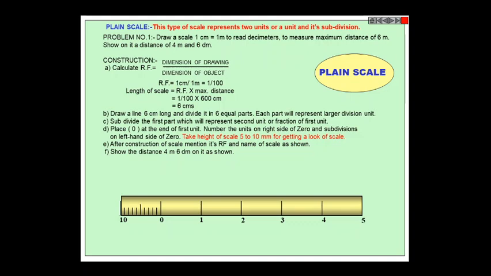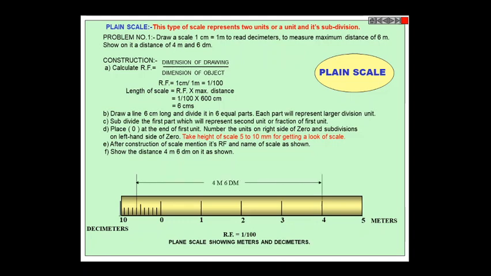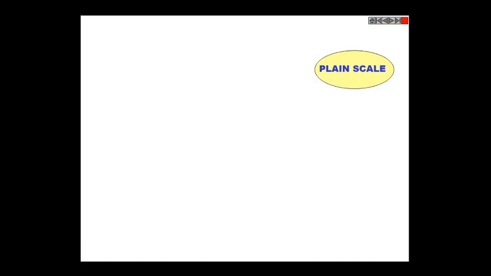Based on the RF, we have to show the distance of 4 meters and 6 decimeters. This side is decimeters and this side is meters, and our RF is 1 by 100. So showing meters and decimeters, this is our value, and another one is 4. So here, 4 meters 6 decimeters. This is the value of our answer. In this way we have to show our answer here.